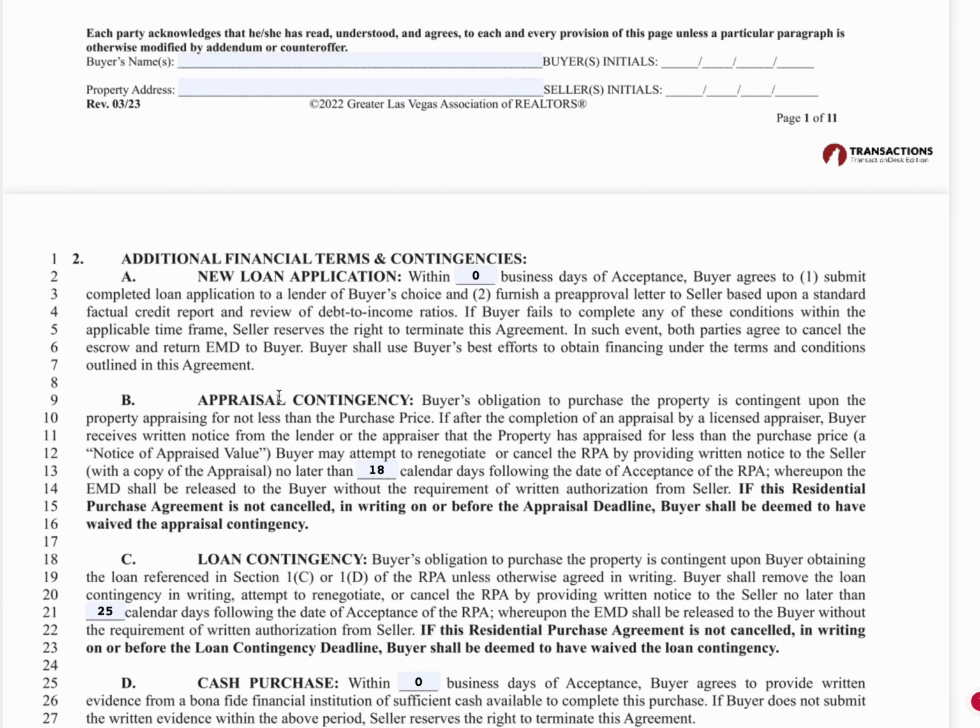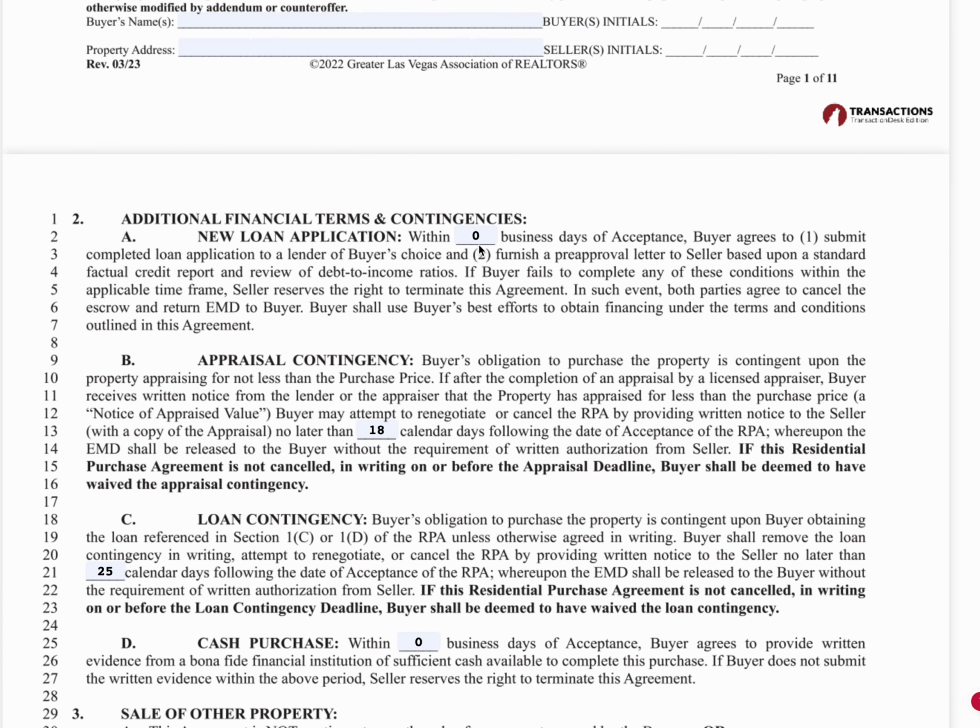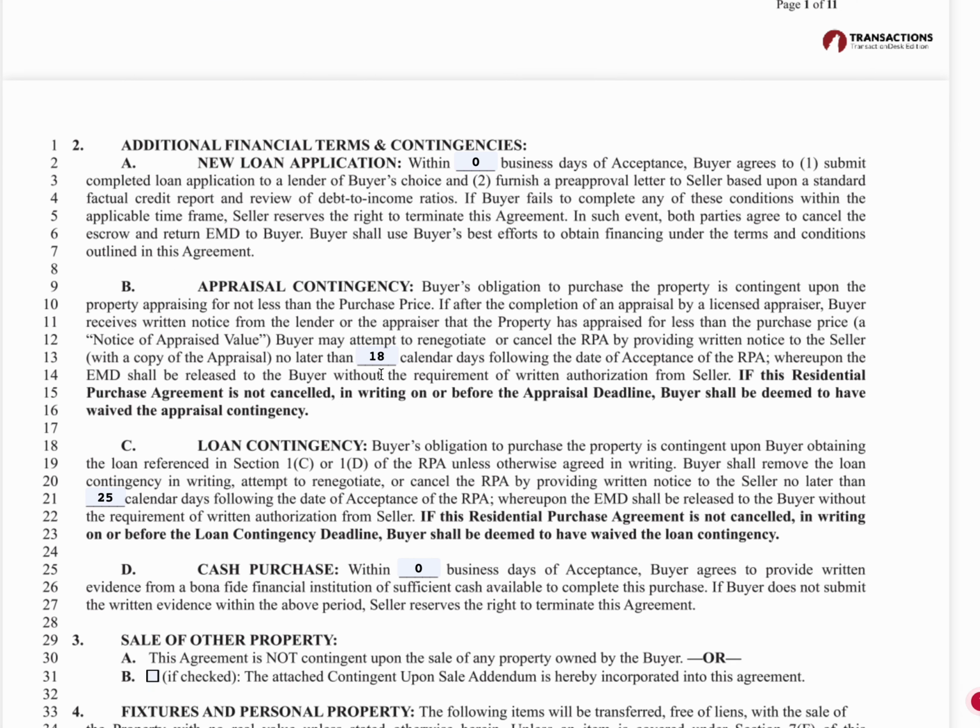Okay, so then we're going to go right here. Since most of you have already done an application, it's basically 0 days. Appraisal contingency gives us the amount of days to complete the appraisal. So if we have any issues with the value of the property, then we would have to disclose that to the seller and the listing agent who is helping the seller with selling the property. We would have to disclose that within those 18-day periods.